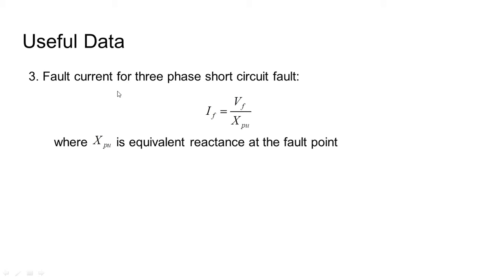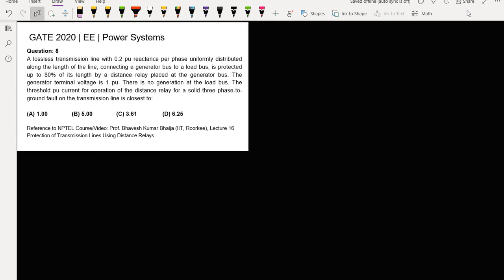The fault current for a 3-phase short circuit fault is given by the expression IF equals VF by X per unit, where VF is the value of the fault voltage at the fault location point and X per unit is the equivalent reactance at the fault point.